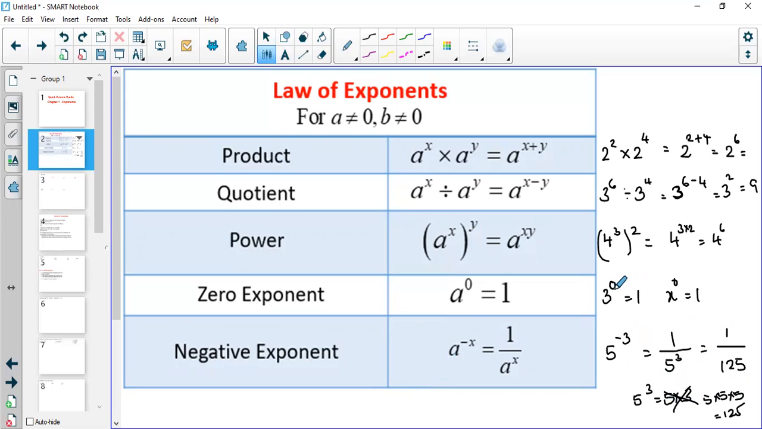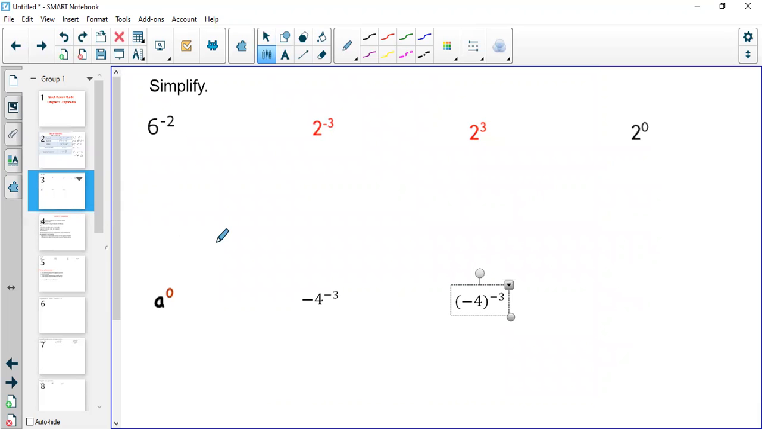But if it is to the power of 0, any value to the power of 0 is going to be 1. If the bases are the same and you're multiplying, that means you will just add up the exponents. If the bases are the same and you're dividing, you will subtract the exponents. But rather, if they're in parentheses, you just multiply the exponents. Right, keeping this in mind, let's quickly solve these questions.